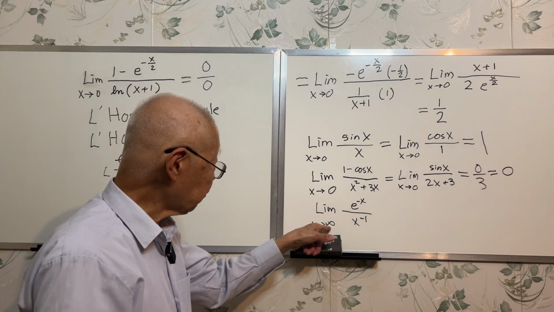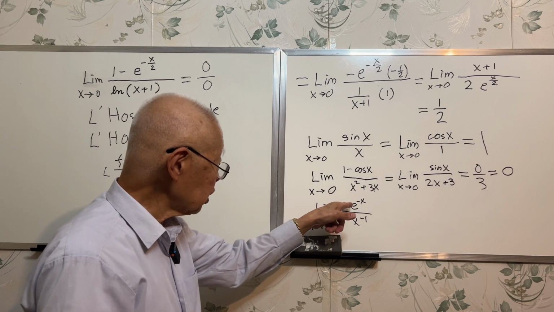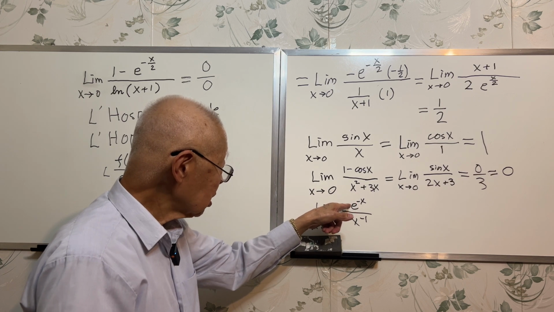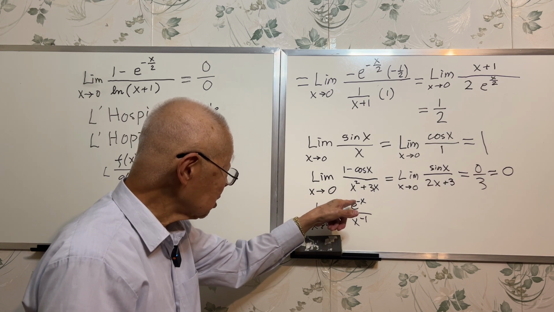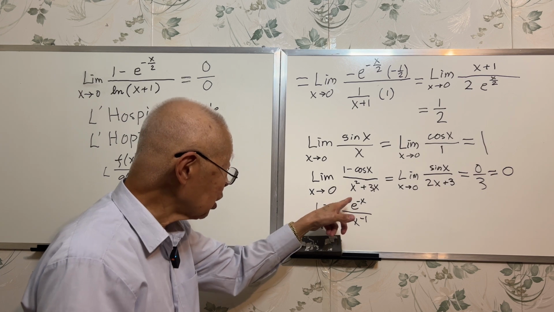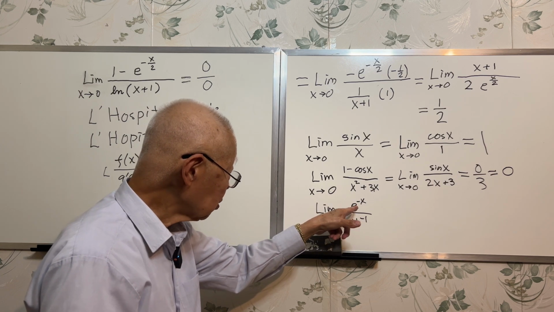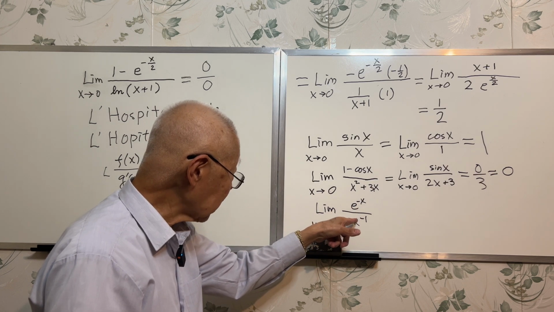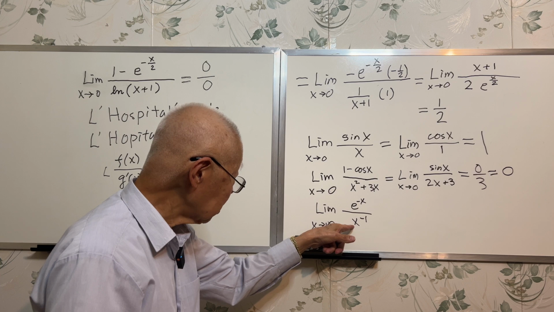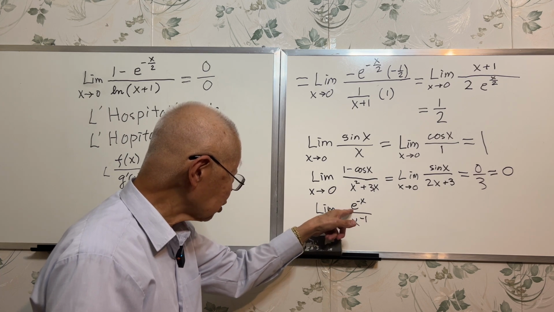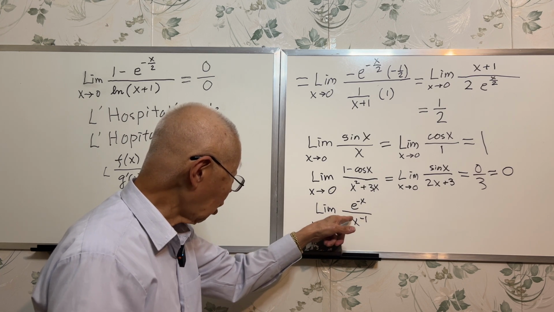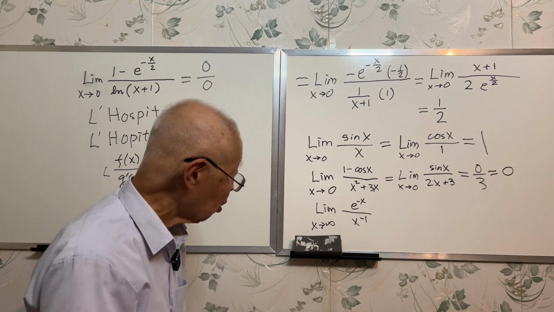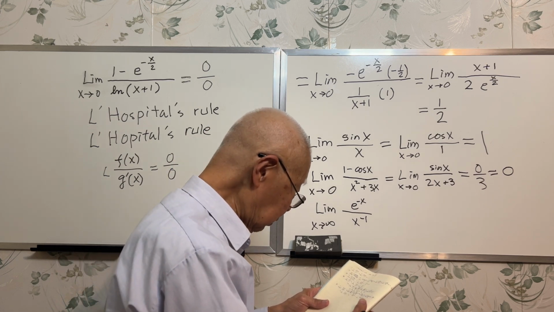When x goes to infinity, e to the power negative infinity means 1 over e to the power positive infinity, which is 0. X to the negative 1, when x is infinity, is 1 over x. So 1 over x when x goes to infinity is 0. So this is again 0 over 0. So let's do the derivative now.